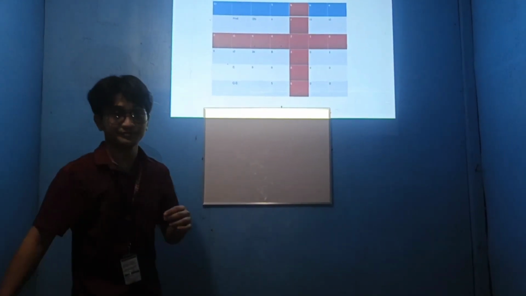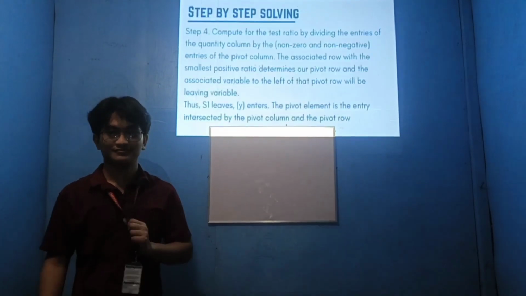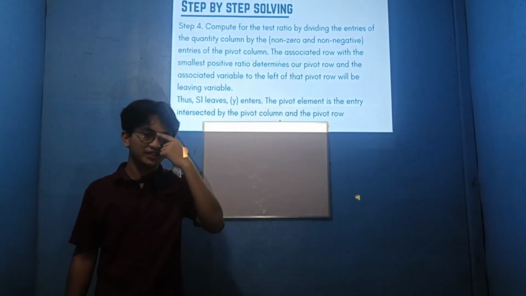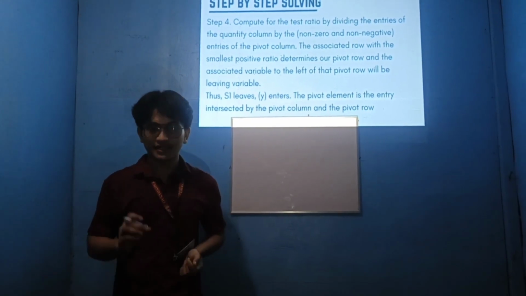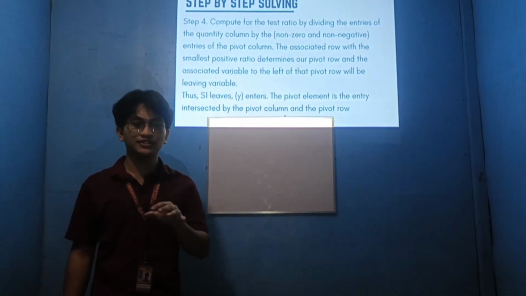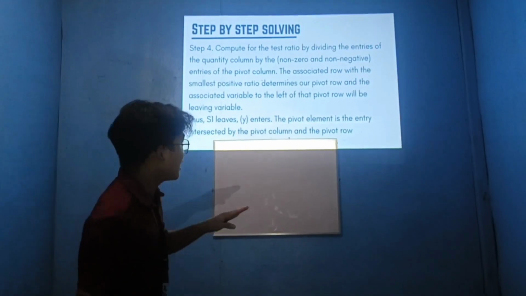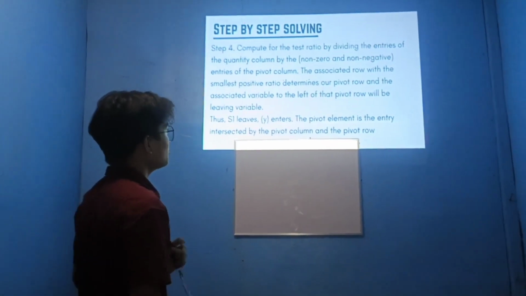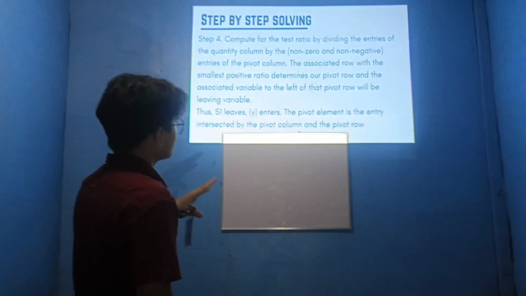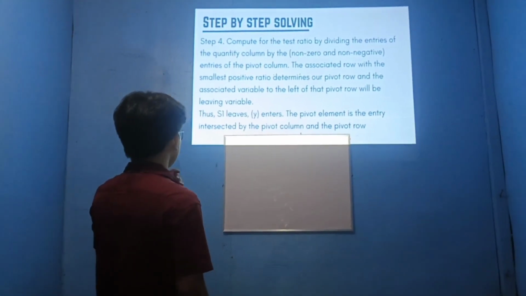And step 4, compute for the test ratio by dividing the entries of the quantity column by the non-zero and positive entries of the pivot column. The associated row with the smallest positive ratio determines our pivot row, and the associated variable to the left of the pivot row will be leaving.